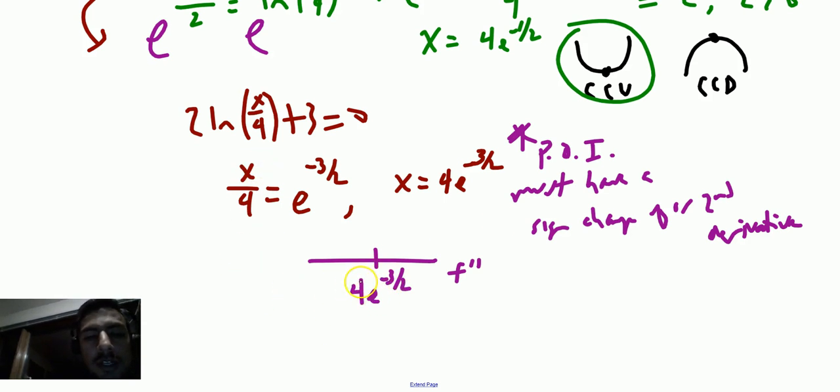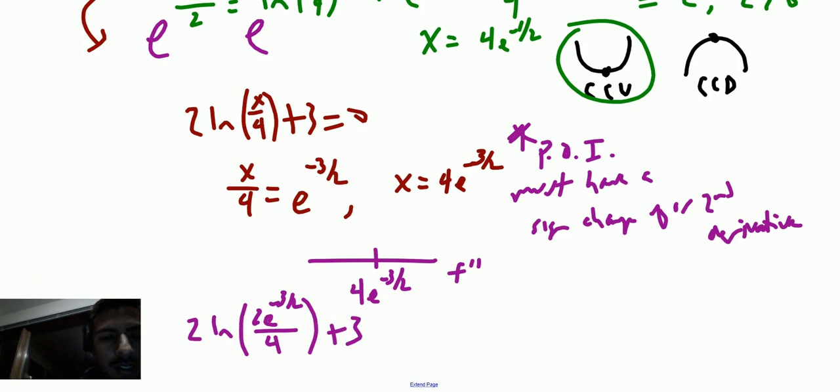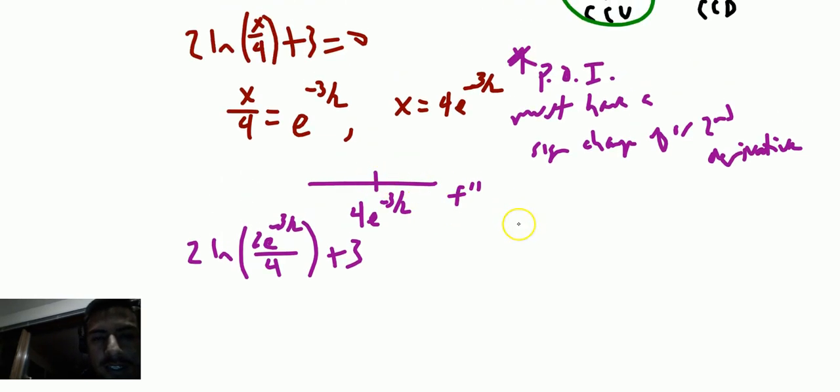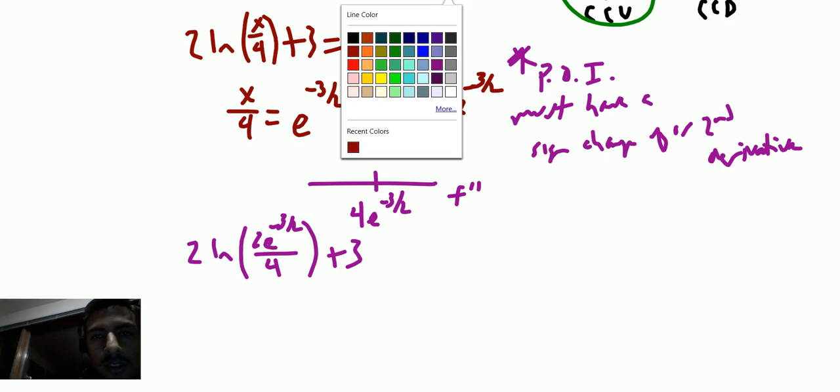So if I want to plug a number in, I could plug in a number like 3e to the negative 3 halves, or 2e to the negative 3 halves, or 1e to the negative 3 halves. I can't plug in 0e, because again, x can't be equal to 0, so let's just do 2e. So if I plug in 2 ln of 2e to the negative 3 halves over 4 plus 3, let's see what this sign is. And while we're at it, let's also do 8, because I'll test 8e to the negative 3 halves for the other side. So let's do 8.